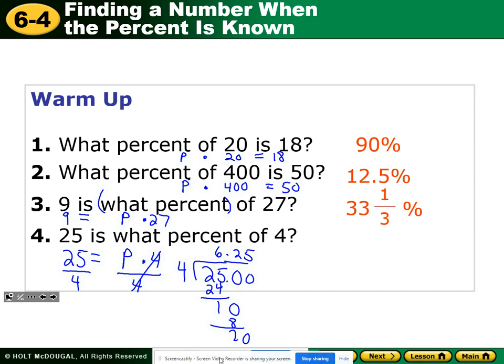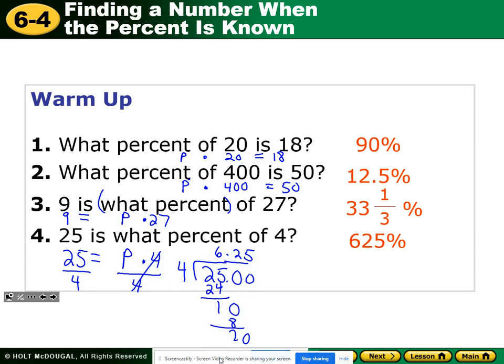6.25. But we're looking for a percent. So how do we change 6.25 into a percent? Twice. So what would it be, 6.25? Jacob's exactly right. How can a percent be bigger than 100? Is that possible? A lot of extra percent.